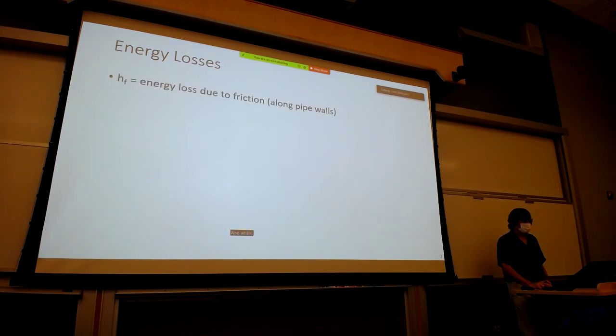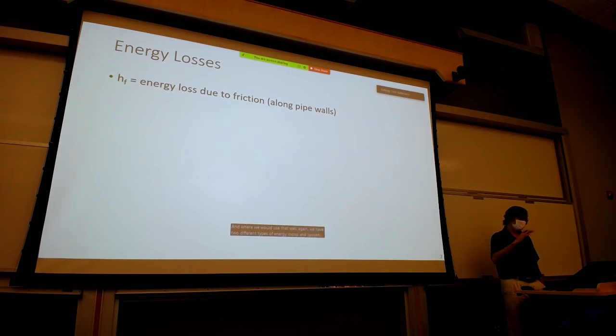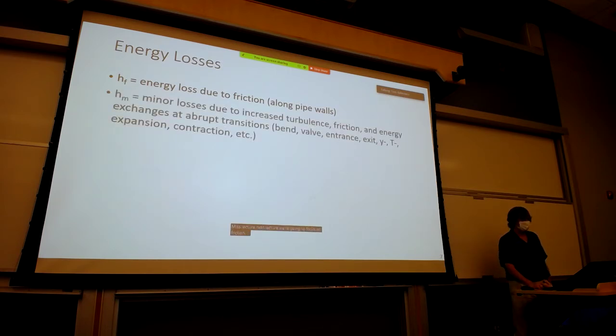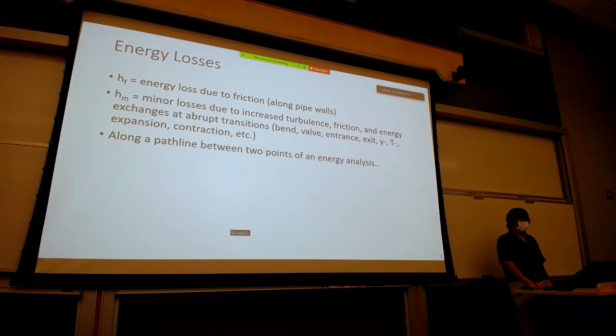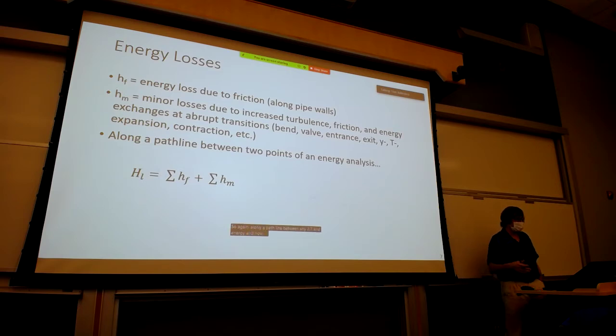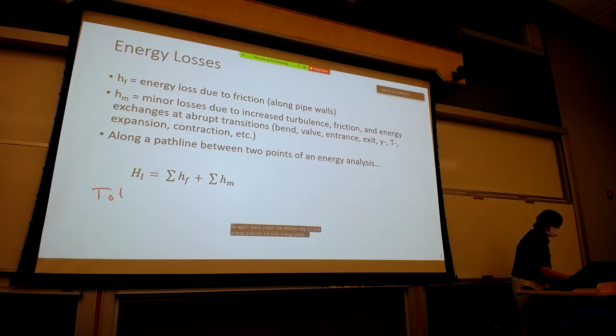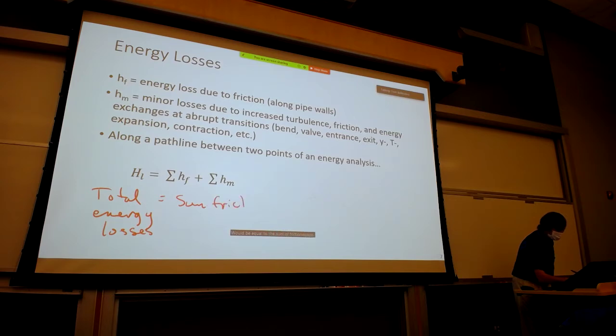And where we would use that, well, again, we have 2 different types of energy losses in systems. This lecture, next lecture, we're going to focus on friction resistance, but there are other locations where we get energy losses. We call those minor losses, and I described these last time. In fact, these first number of slides were all from the last lecture. So again, along a path line between any 2 points of an energy analysis, the total energy losses would be equal to the sum of friction losses plus the sum of minor losses.